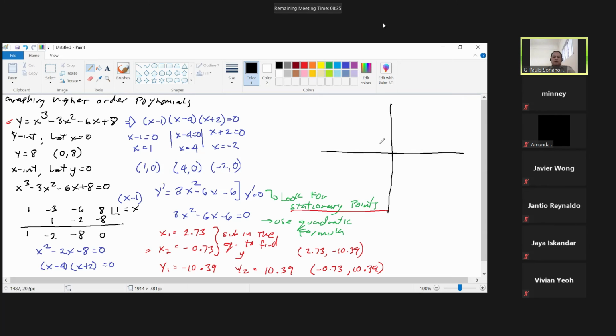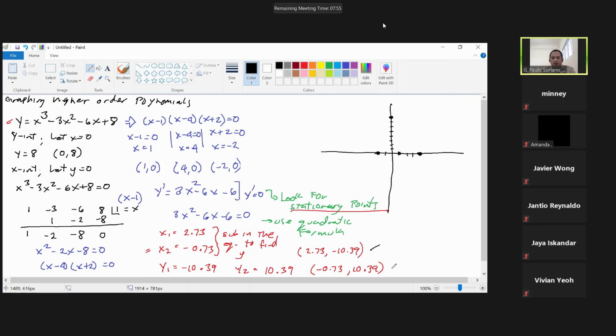So we start off with our y-intercept, which is now 8. 1, 2, 3, 4, 5, 6, 7, 8. 8 exactly. Okay, we have our x-intercepts at 1, 0. 2, 3, 4, 0. And then negative 2 is now our intercept. Okay, the behavior of the graph over here, we did not check using the first derivative test, but we can. We can do that later.